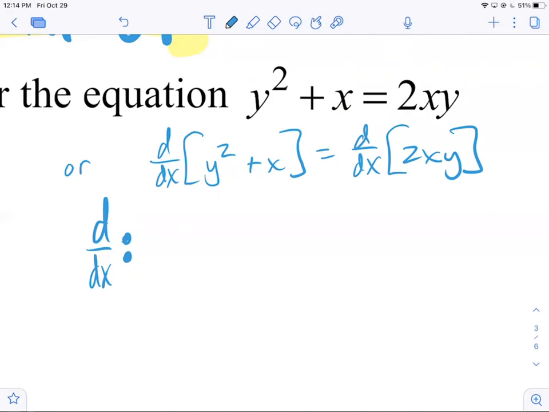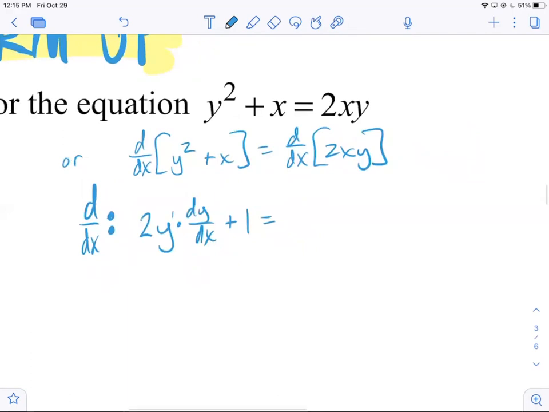So what would be the derivative of y squared with respect to x? 2y to the first, right? Times the chain rule, dy/dx, right? Plus, what would be the derivative of x with respect to x? 1, right? 1 dx/dx, essentially.